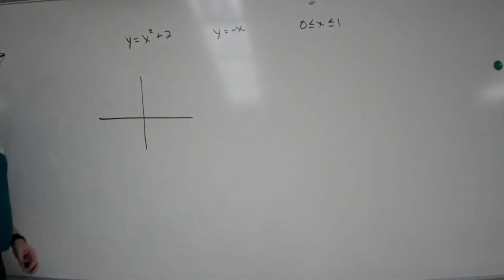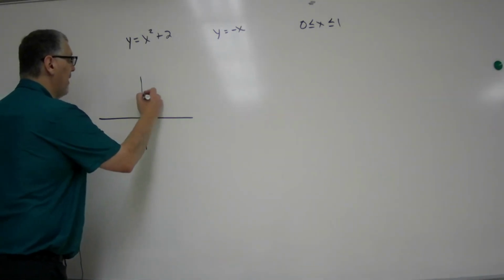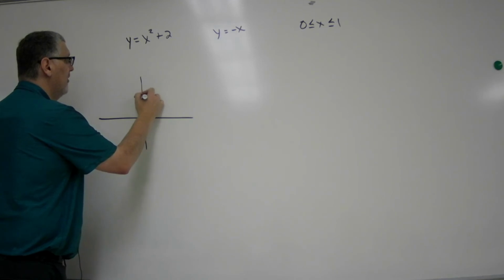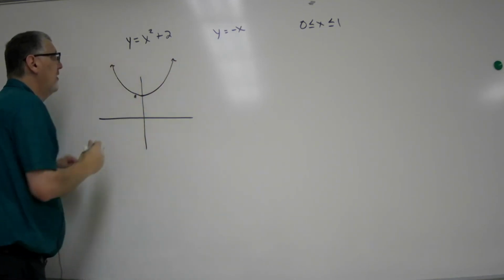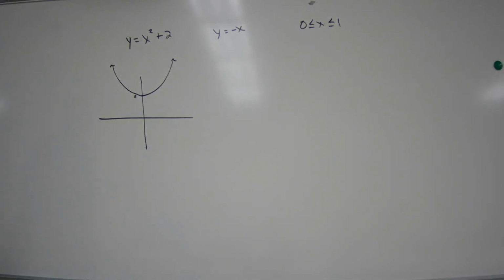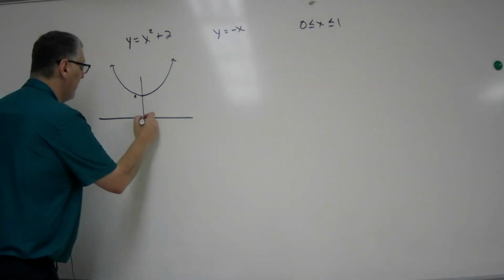X squared is a parabola. X squared plus 2, how does that actually look? Does that move left, right 2, or up or down 2? Up 2, right? And then it just looks like a regular parabola. So right here is 2, and we're looking like a regular parabola. Alright? And then y equals negative x. That is right here.